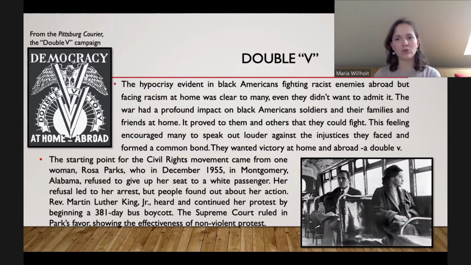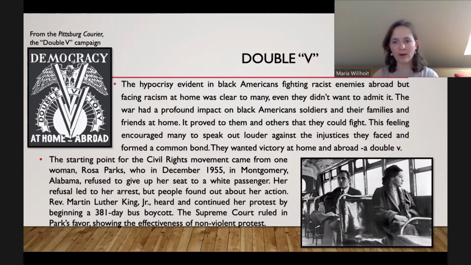A lot of Black soldiers who come home are now confident that they can speak out, that they have a right to speak out against the injustices that they feel. And it takes a while, but slowly and slowly, America is starting its civil rights movement. And it really begins with Rosa Parks. She's kind of the spark for the civil rights movement. In December of 1955, in Montgomery, Alabama, she refuses to give up her seat to a white passenger.